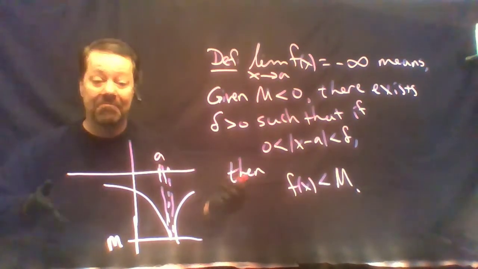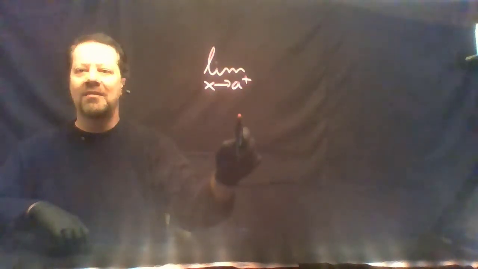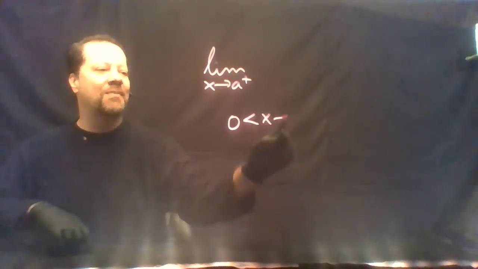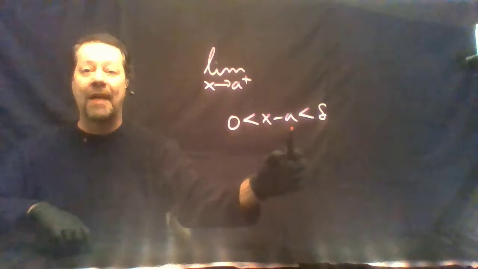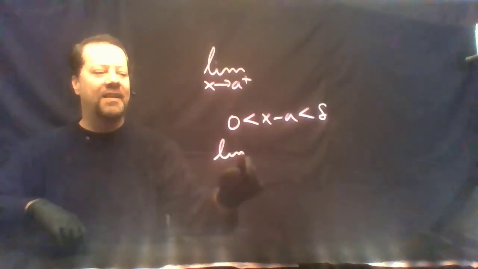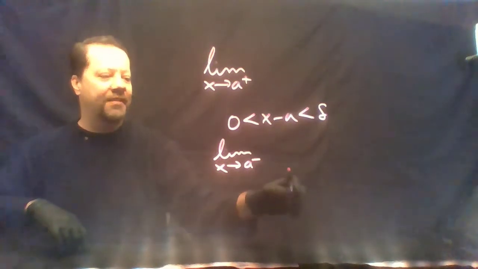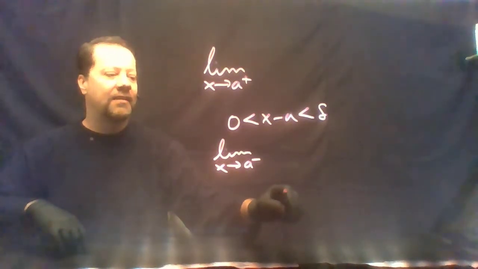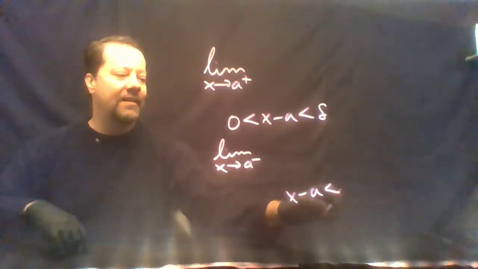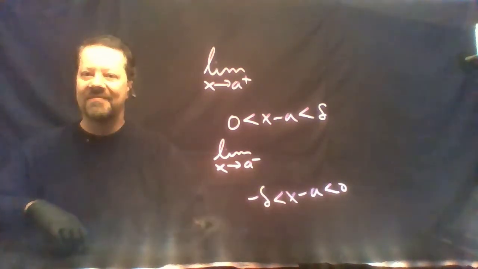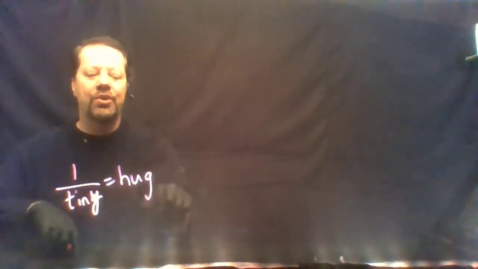One-sided limits are defined in their corresponding obvious ways. We adjust the limit as x goes to a from the right by choosing 0 is less than x minus a is less than delta without the absolute values. And the limit as x goes to a from the left by choosing the other direction. x minus a is less than 0, but greater than minus delta. Even so, it's all based upon that basic principle. 1 over tiny is huge.